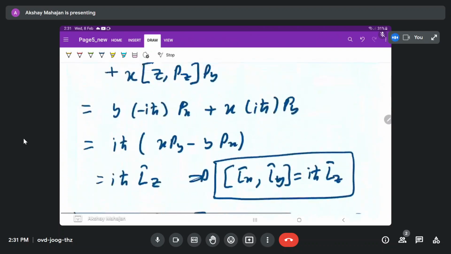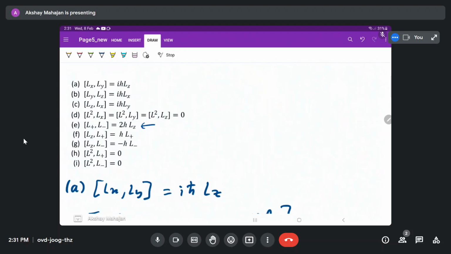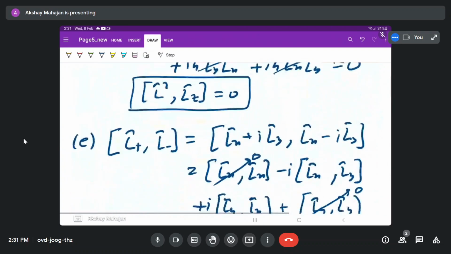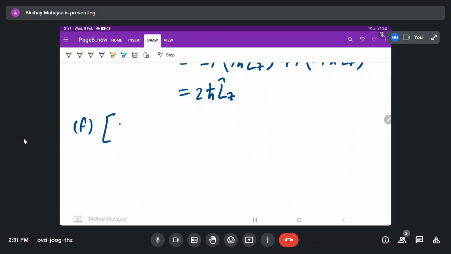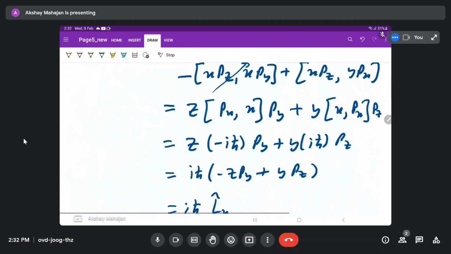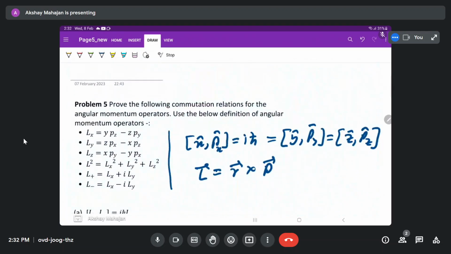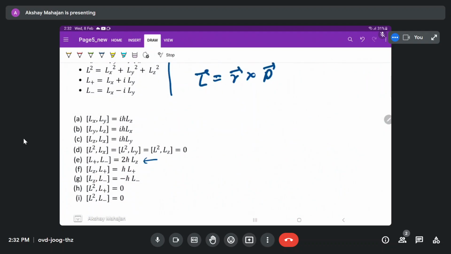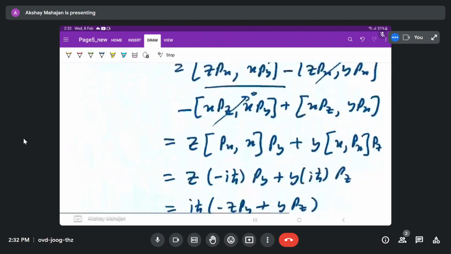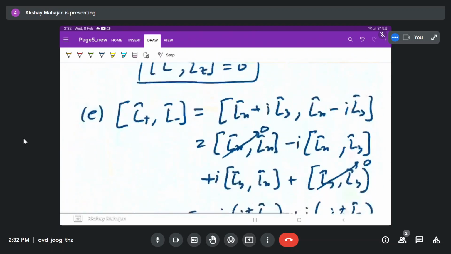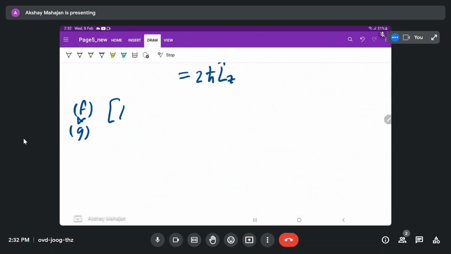Okay, now the next two identities are just the commutation of this L plus and L minus with the Lz operator. So let me just do F and G together. I have written it in the reverse order, I guess. So it's F and G, the Lz and L plus minus commutations.